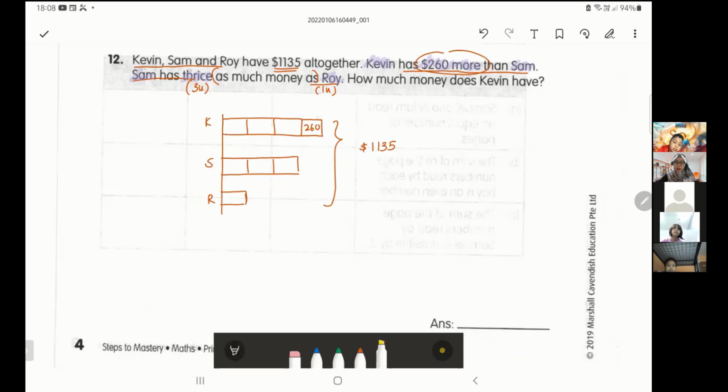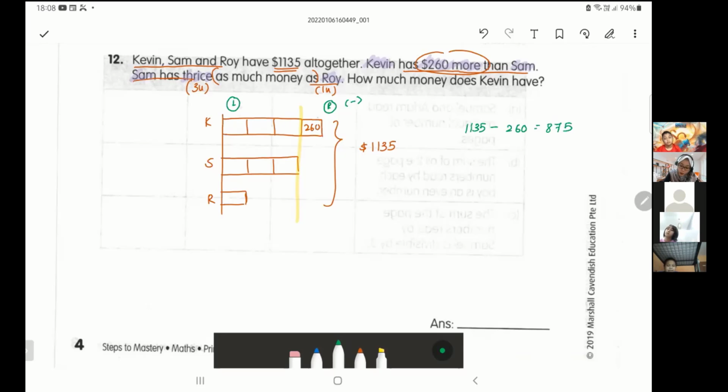This is a comparison model question. Can you see where is the extra? This is the extra, right? Anything on the right is my extra. The left is all equal. Remember, I taught you this last year, P4 level. So what happened to the extra? I take it away. So 1135 minus 260 equals to 875.